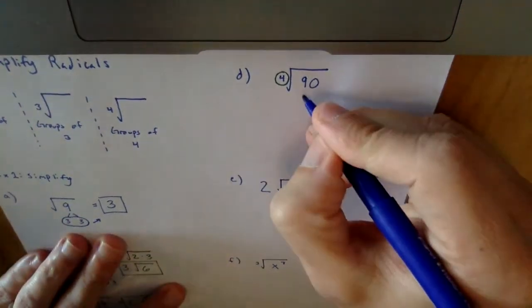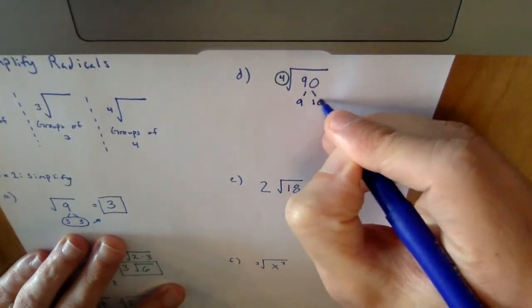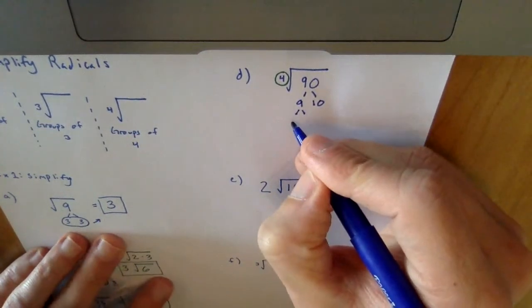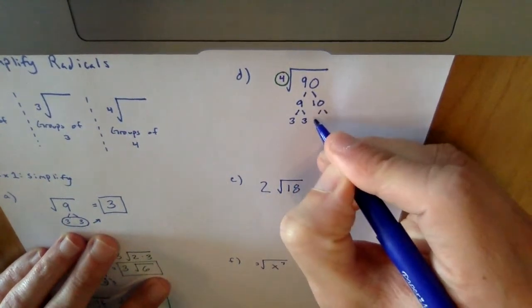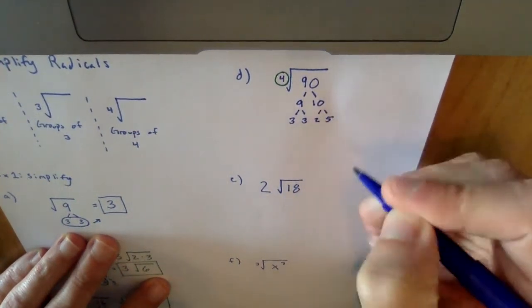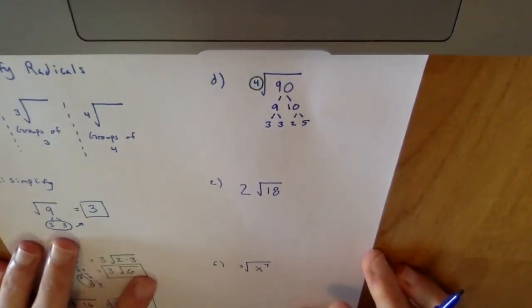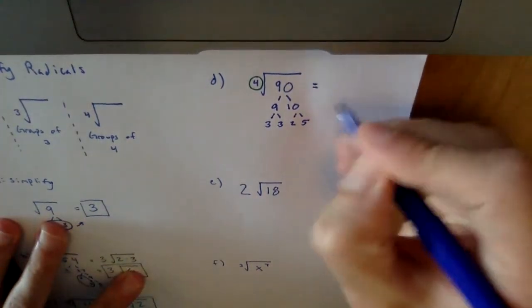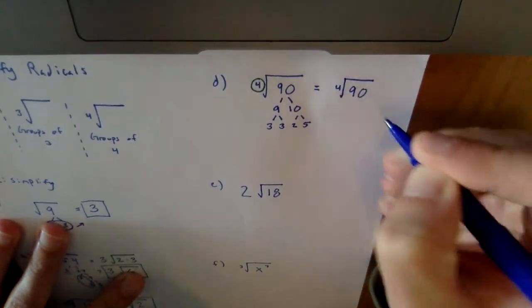90, big number here. We can go a couple different ways. I'm going to go with 9 times 10, and then I'm going to go with 3 times 3 and 2 times 5. And I'm looking for 4 of a kind here. If I don't have 4 of a kind, then that means that nothing can move out of here. So this one can't be reduced, so we'll just leave it as the fourth root of 90.